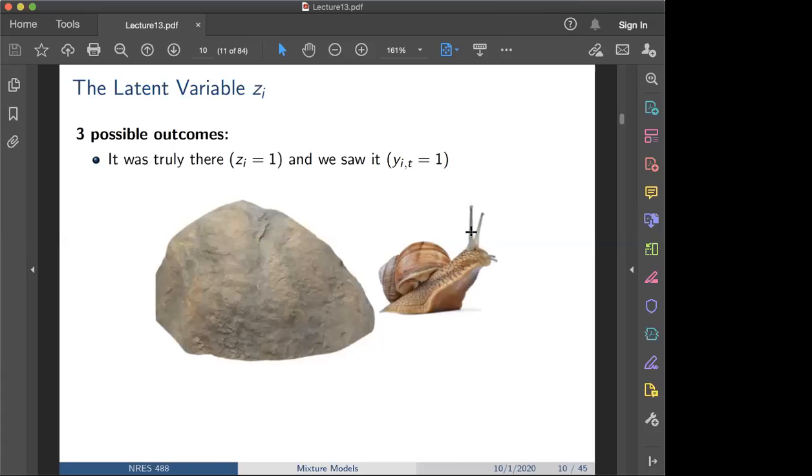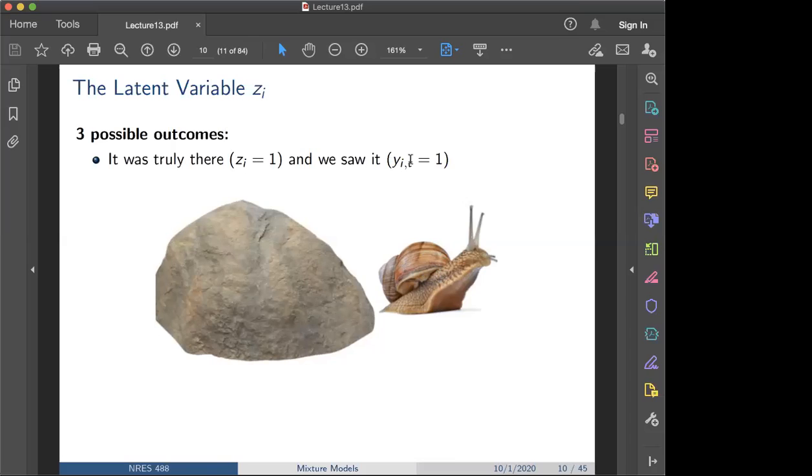All right, so here's a simple example for this latent variable z. Imagine we have our garden experiment where we're trying to estimate the number of snails in a garden. Now, if an animal was truly there, then we say zi equals 1. And if we saw it, given it was truly there, yit is going to equal 1. So yit represents our data that we actually observe.